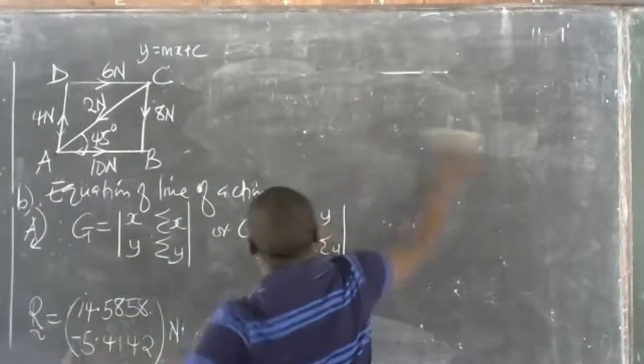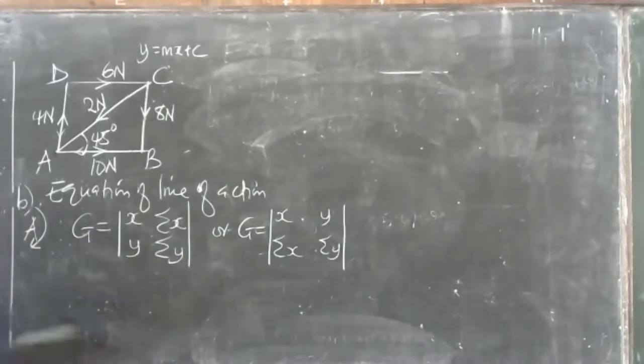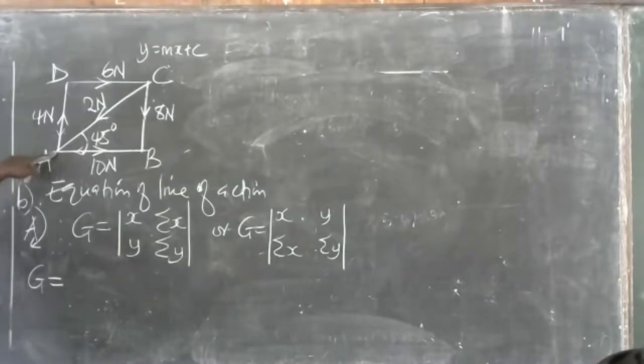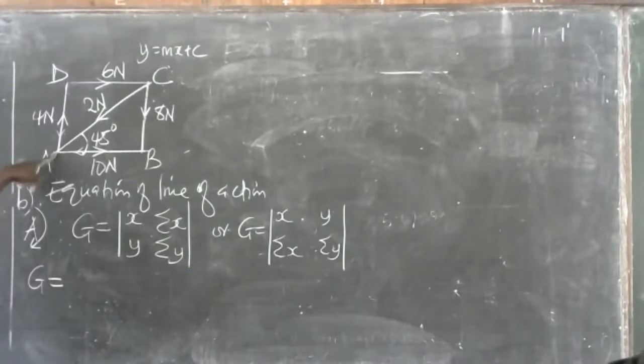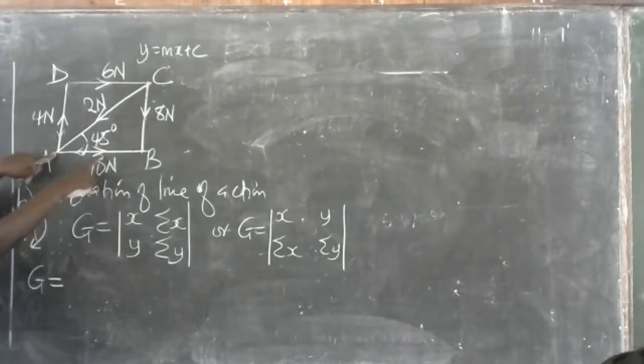Now to get this equation, we need to get G, whereby G is the sum of moments. So that G, we take moments. We are going to take moments about point A. But the first rule is, if the line of action of a force is passing through point A, then that force has no moment, i.e. the 10 Newton's force is passing through point A and therefore has no moment.